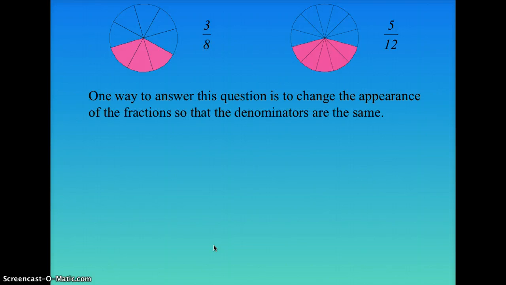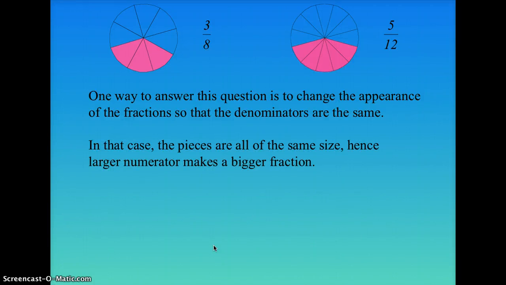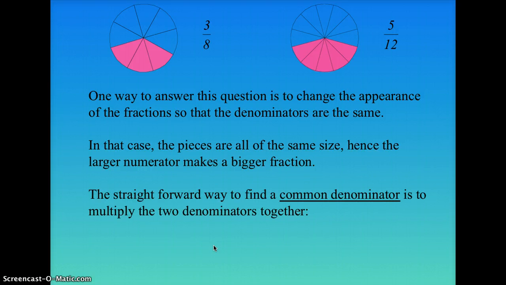One way to answer this question is to change the appearance of the fractions so that the denominators are the same, and then we can just compare our numerators. The pieces are then the same size, and the larger numerator makes the bigger fraction. The straightforward way is to find a common denominator, by multiplying the two denominators together, or you could find the least common denominator. Either way works. The easiest is just to multiply your two denominators together.